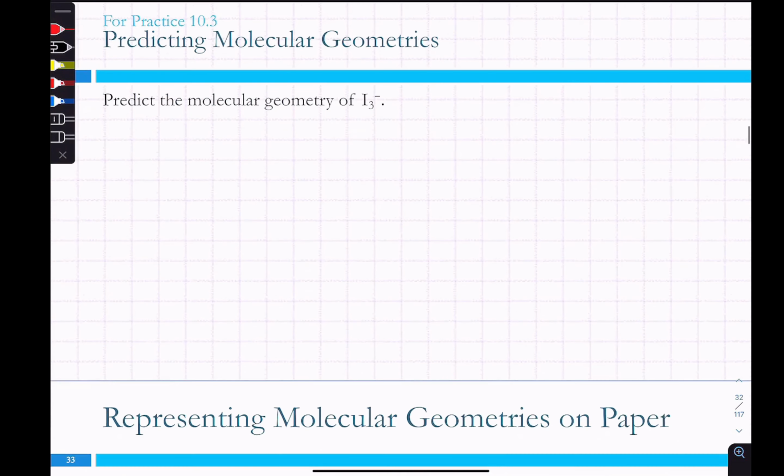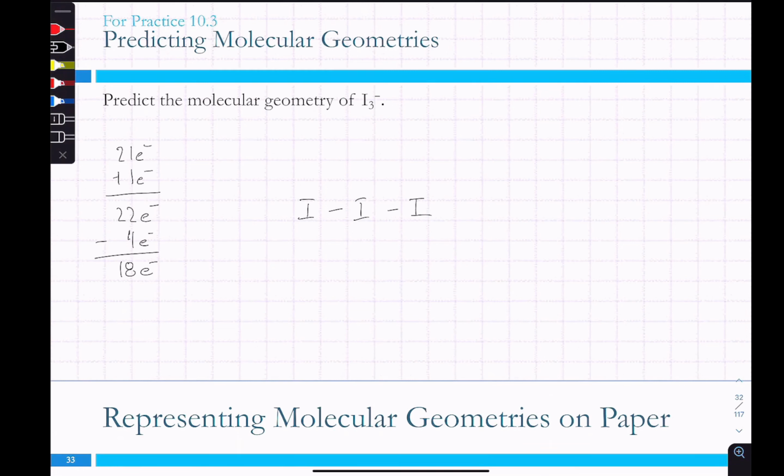Okay. So I3 minus. Iodine, 7 times 3. Yeah, so 21. Yep, 21 electrons from just the iodines. And then we add 1 electron because we got a negative charge. So 22 total electrons. And we used 4 for bonds. So it gives us 18.